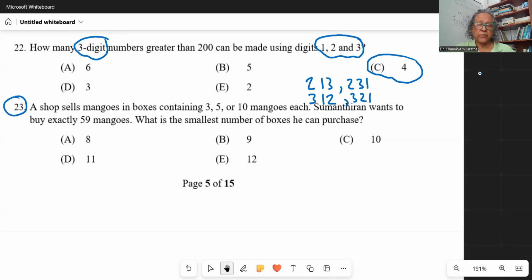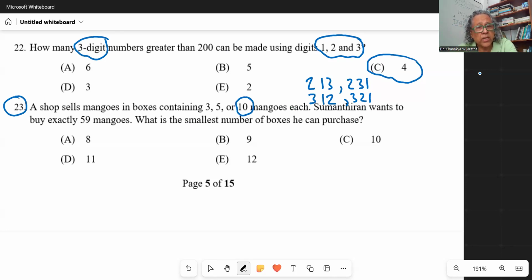yeah, ask the vendor, okay, give me 59 mangoes. I don't care how many boxes, 59 mangoes. I don't care how many boxes, right? No, he wants to have the smallest number of boxes. So then we have to go into boxes of 10, right?